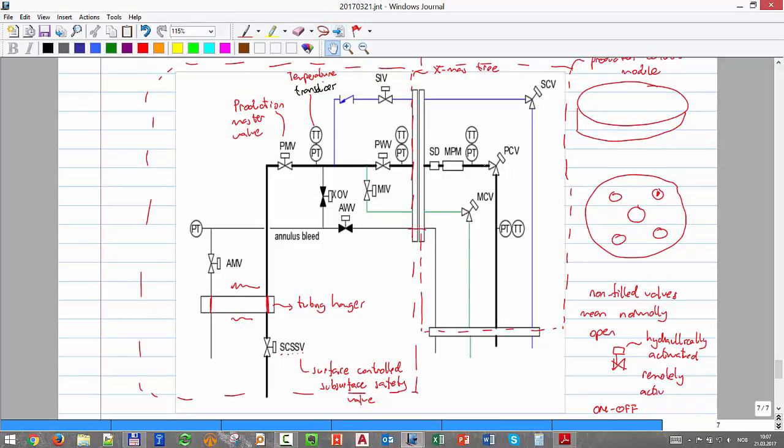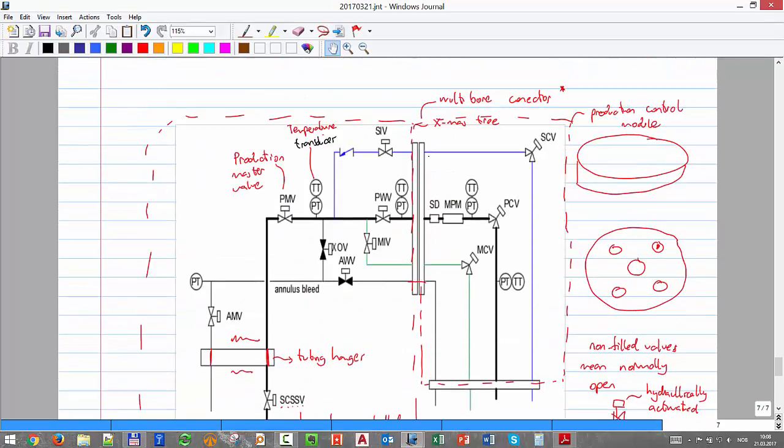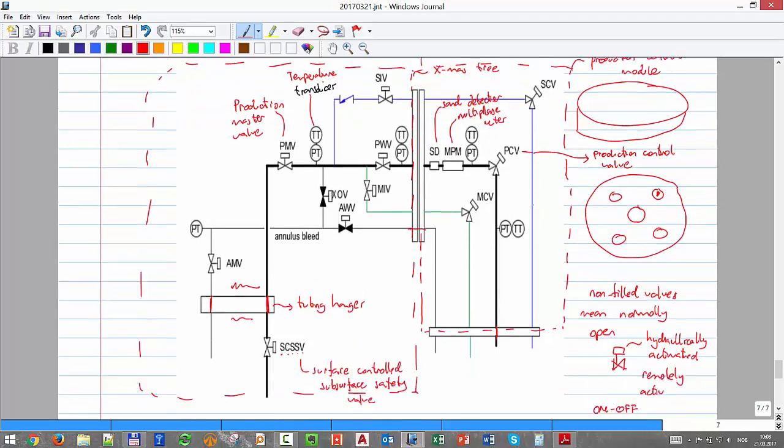Okay, and there what do we have? Let's continue following the flow. The main production line, we have SD, that stands for sand detector. MPM stands for multi-phase meter. PCV, production choke valve or production control valve. Okay, and then I leave through there and connect to something else.